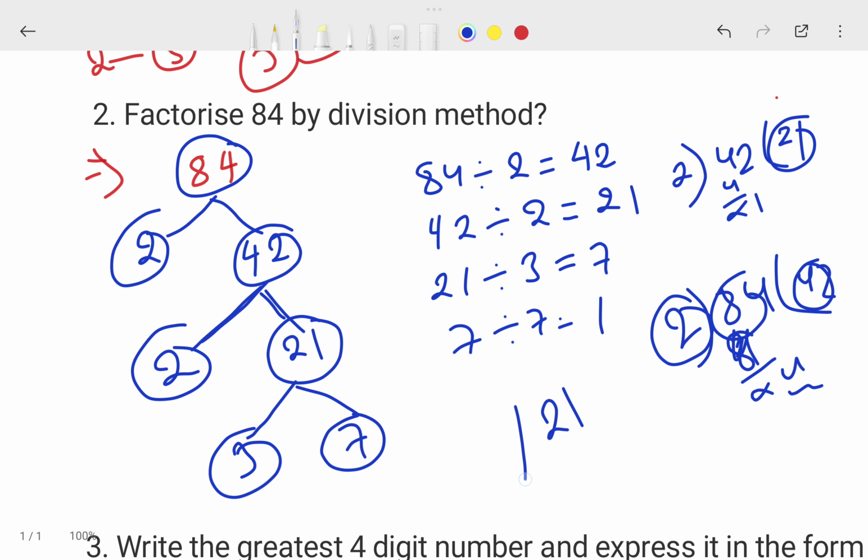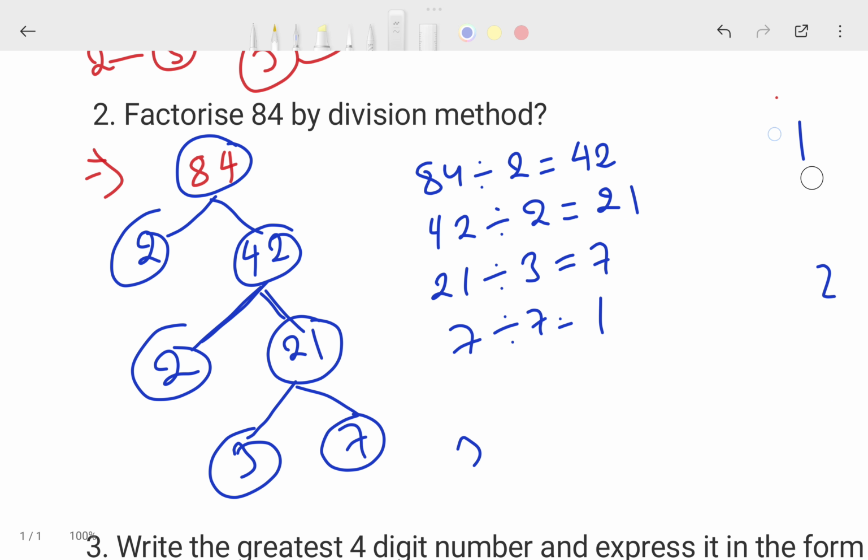But how can you divide 21? In the 2 table, can you divide 21? No, it is not possible. You can divide with the 3 table. 3 sevens are 21, it's cut. So 7 will come. How will you divide 7? 7 ones are 7. Like that you can do this, because this is a very simple method. This factorization, factorizing 84 in the division method, is a very easy one.